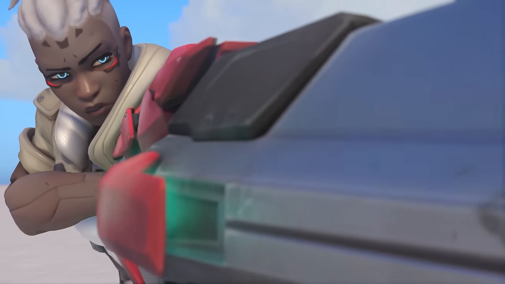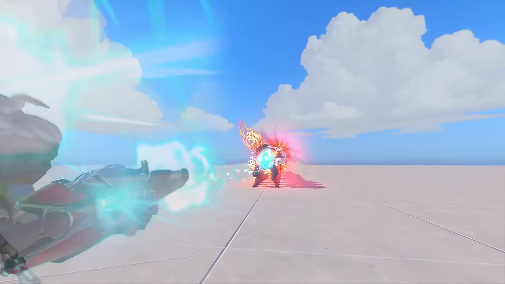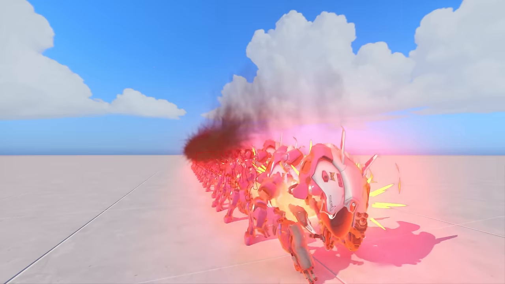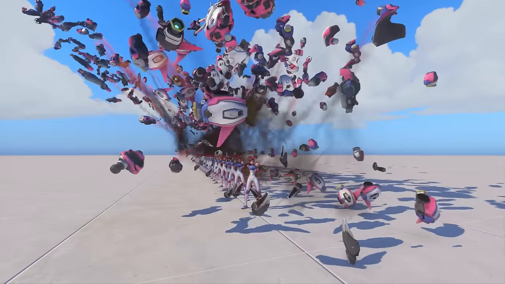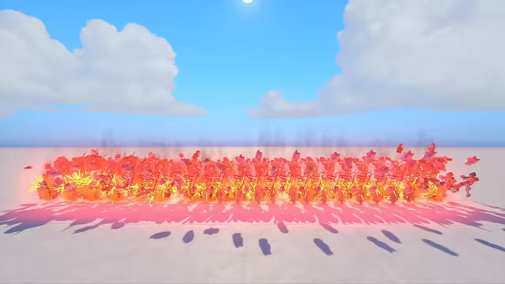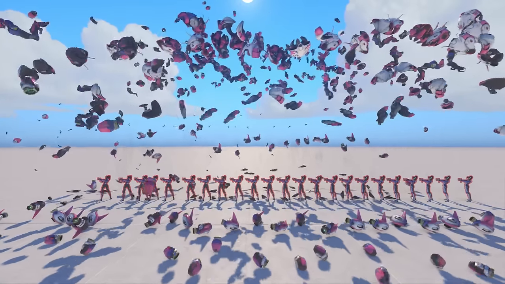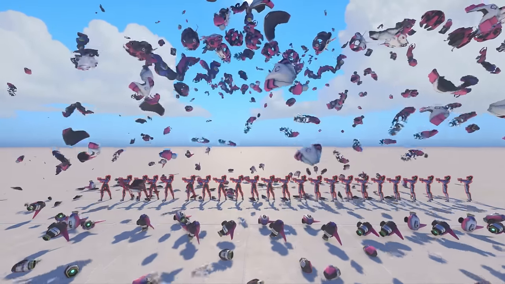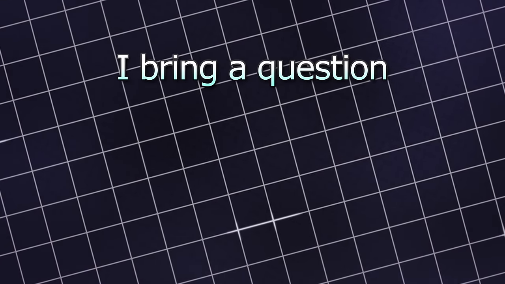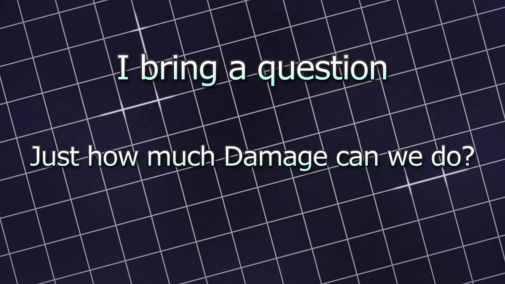Damage, the metric that everyone strives to get as high as possible. The amount you deal can and will dictate the outcome of all your games. We have lots of ways of dealing damage, each ability performing this task in its own way. So, today, I bring a question. Just how much damage can we do?